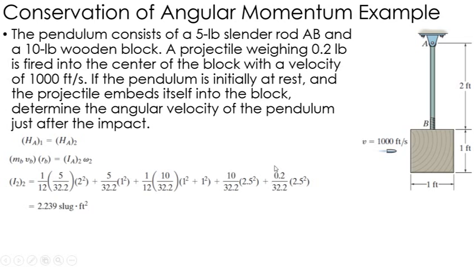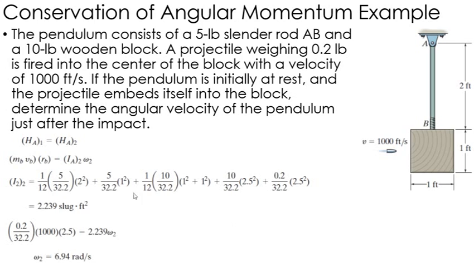So essentially, there's no moment of inertia about G. There is just the moment of inertia of the particle. So it's m d squared, so the d squared is 2.5 squared, and then m is obviously that. So the total moment of inertia of the rod plus the block plus the bullet is 2.24 slug feet squared.